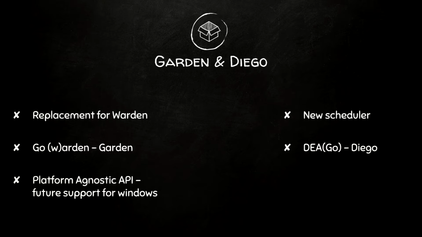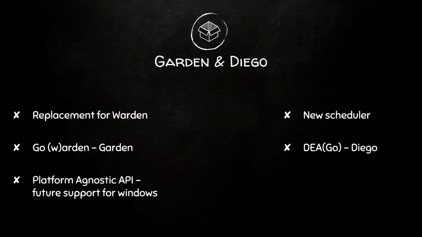So what was Garden and Diego, right? Before that one, Warden, we had one big team that was dealing with the API, the scheduling, and the container runtime. And it was getting too crazy for one big team to handle. So the team was split, and 2 new teams were created. There was the Garden team that would be responsible for the container technology, and the Diego team that was the scheduler. So Garden is a replacement for Warden. It's pretty much Warden written in Go, so they call it Garden. And Diego is the DEA written in Go, and they call it Diego.